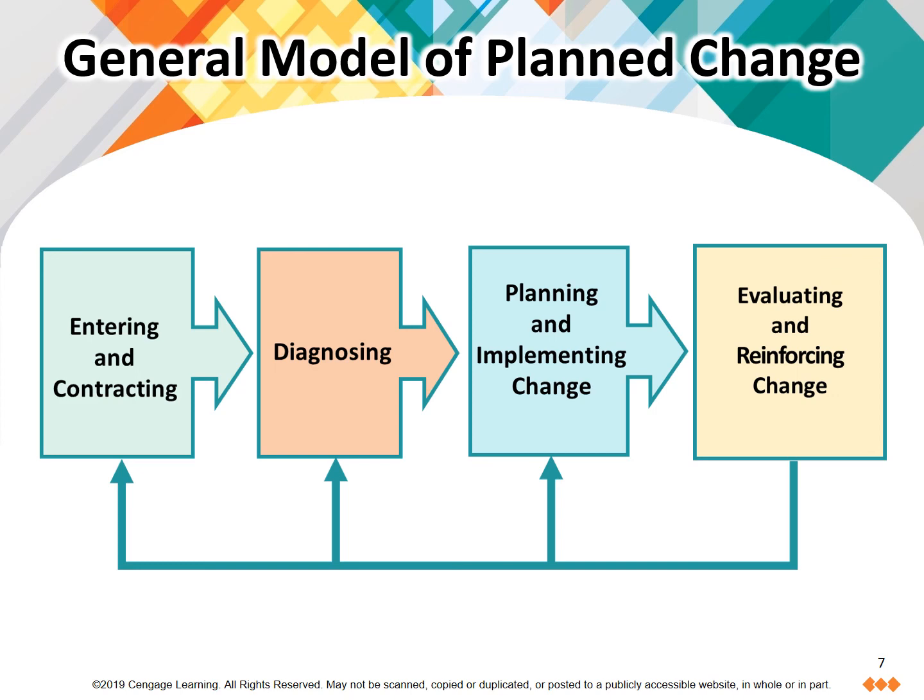Diagnosing, the pink box, is where we're trying to go through and understand more about the organization. The next box to the right is planning and implementing change. This is the idea that once we've completed the diagnosing phase, we're planning what we're going to be doing, and then we're actually implementing change in this phase as well.